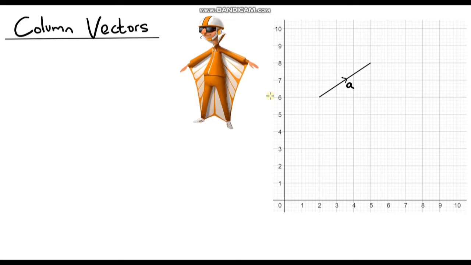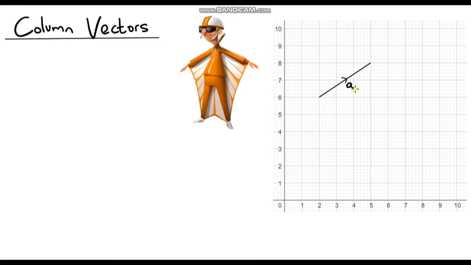Hello and welcome to another video on vectors, and in this video we're going to be looking at column vectors. So in the last video I introduced you to what vectors were, and I showed you that we could represent a vector on a grid using an arrow. So we've got a vector here and it has a magnitude, which is just the length of the vector, and also a direction. So our vector is going in this direction.